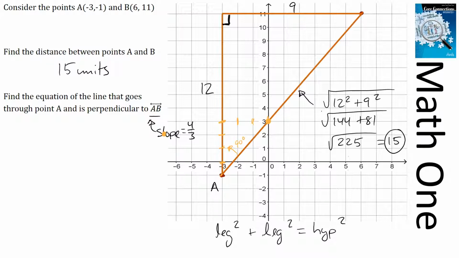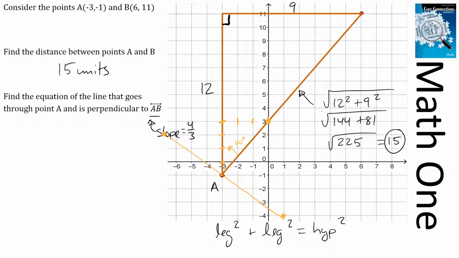Unfortunately, it's off the graph paper there. Let me try and go the other way. From here, I can go down 1, 2, 3, and then back 1, 2, 3, 4. That one fit. So what we're looking for, and again, you can see I switched the change in x and the change in y, and I got this line segment here.